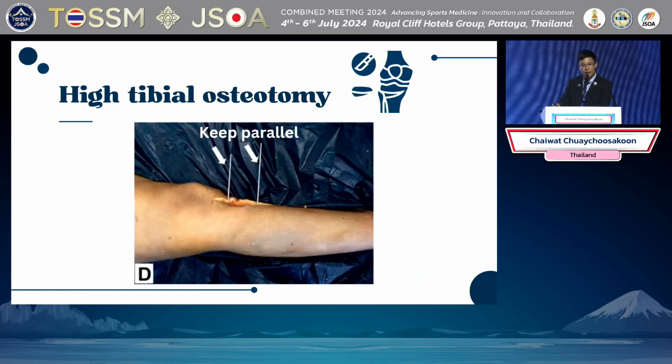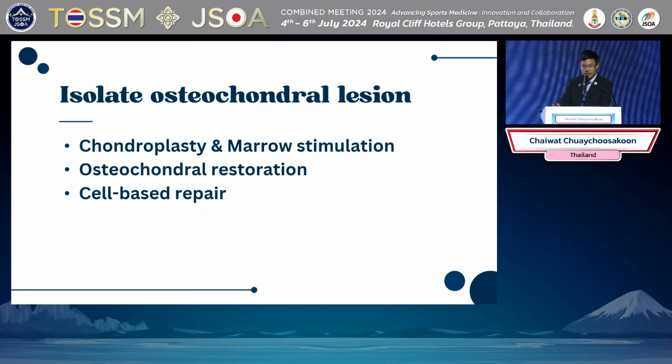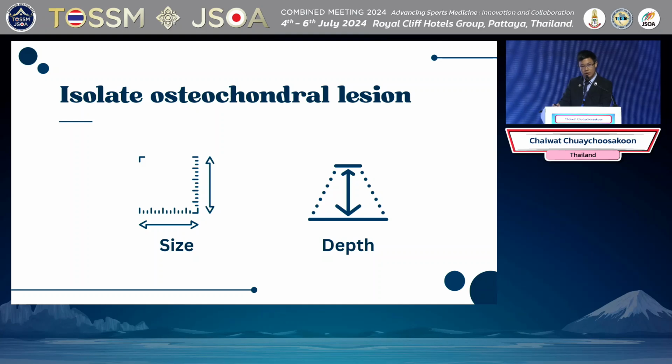And again, you can use this technique to determine the posterior tibial slope. I mean that you should insert these 2 K-wires parallel before opening the gap. After opening the gap, if these 2 K-wires remain parallel, it means that the posterior slope is still the same as before opening the gap. This slide shows the high tibial osteotomy. So next, moving to the isolated osteochondral lesion, the surgeon should measure the size and the depth.